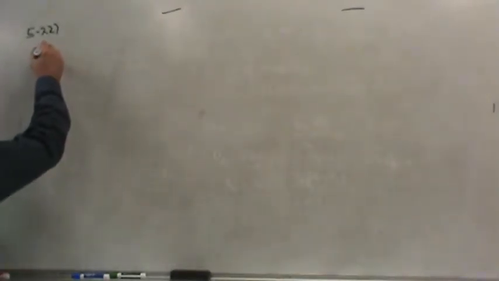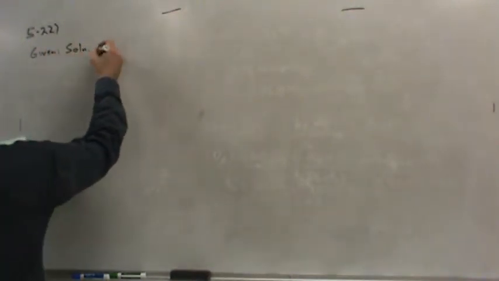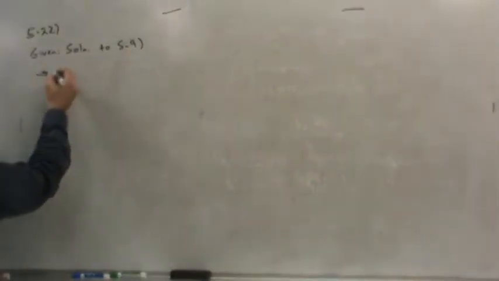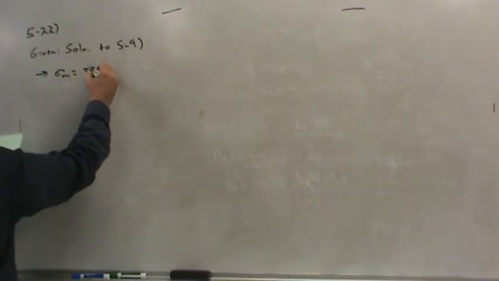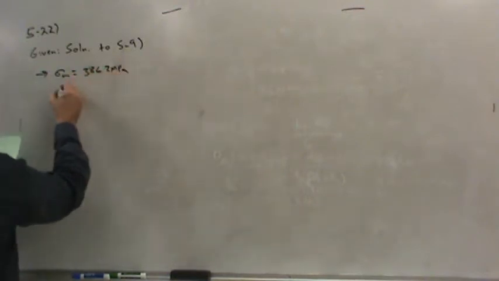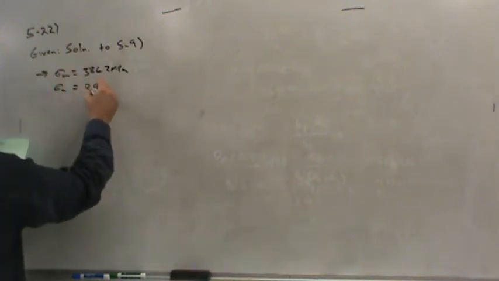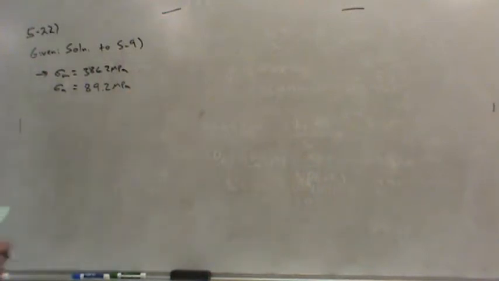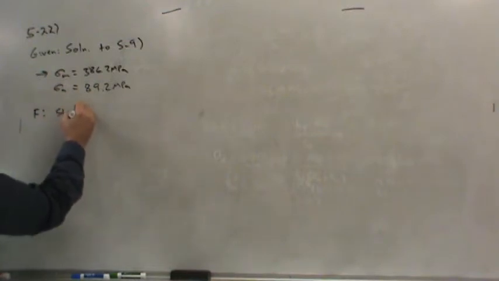So we're given the solution to 5-9, and what that really means is that we've got the mean stress, which was 386.2 megapascals, and we have the variation in the stress, the amplitude of variation of the stress. It was 89.2 megapascals. We're supposed to specify a steel, so we're supposed to find what steel will work here.